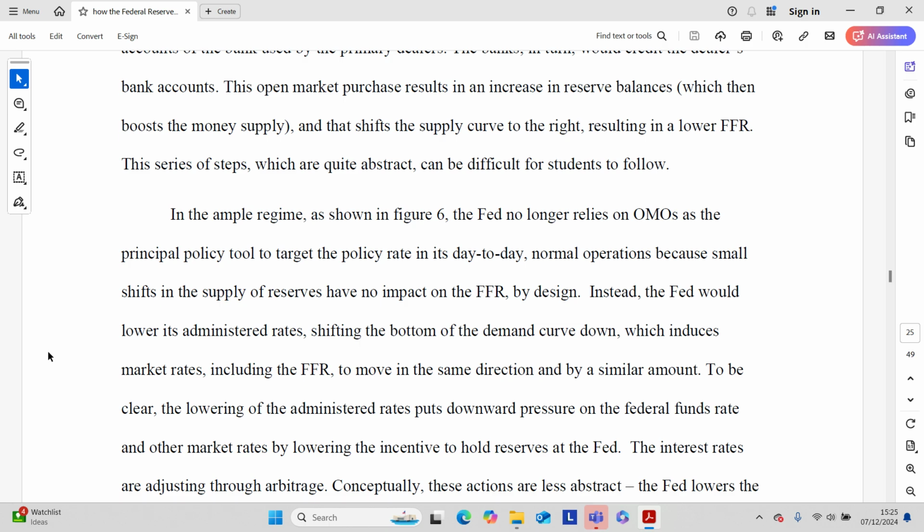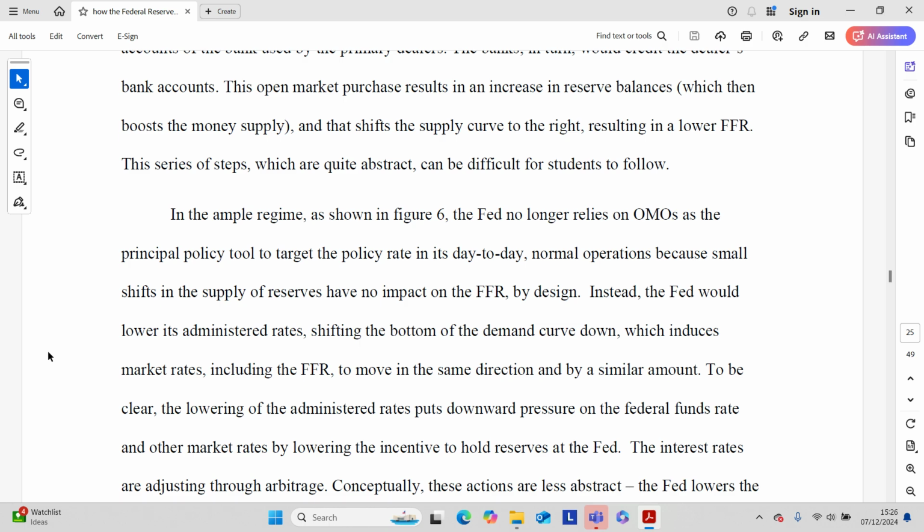In the ample regime, as shown in figure 6, the Fed no longer relies on open market operations as the principal policy tool to target the policy rate in its day-to-day normal operation, because small shifts in the supply of reserves have no impact on the FFR by design. Instead, the Fed would lower its administered rates, shifting the bottom of the demand curve down, which induces market rates, including the FFR, to move in the same direction and by a similar amount.